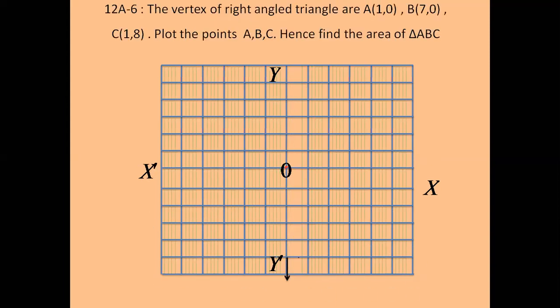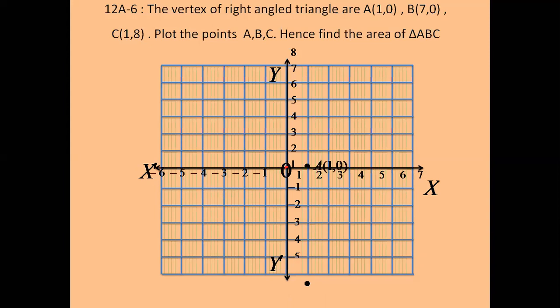So thus we are going to finish our 12A, but we have some more maths here. The vertices of a right angle triangle are A(1, 0), B(7, 0) and C(1, 8). Here you can see that the points' names are given, no problem. Now plot the points and hence find the area of triangle ABC. So we know that the area of a triangle is half into base into height, no problem. First of all, we have to do like that.